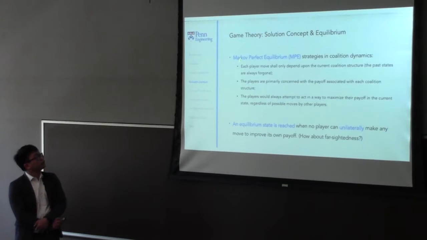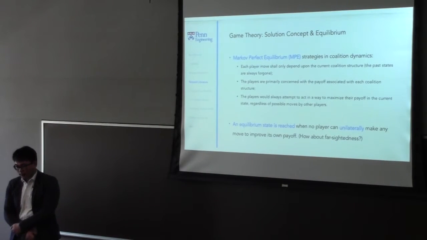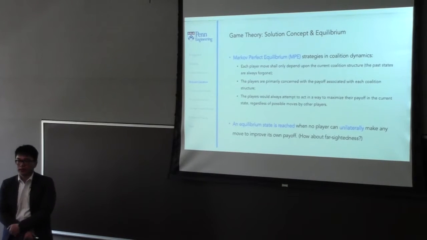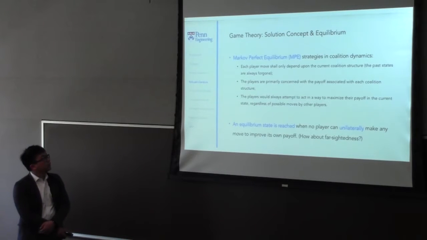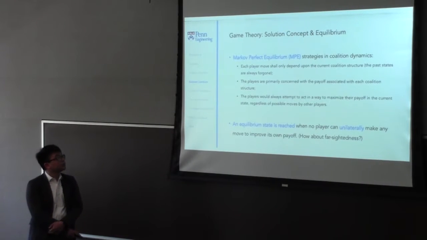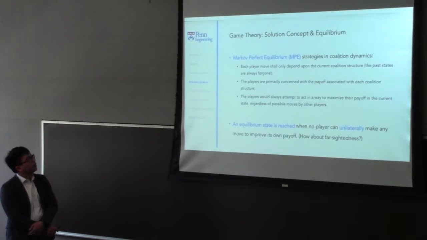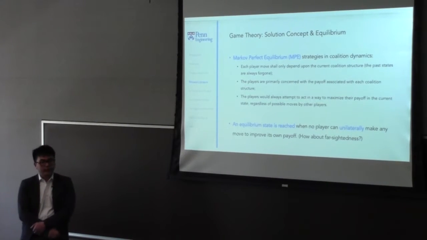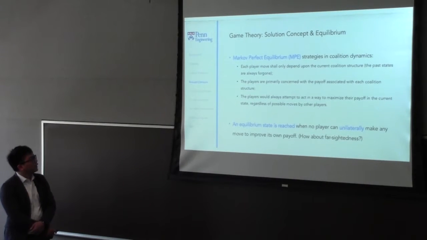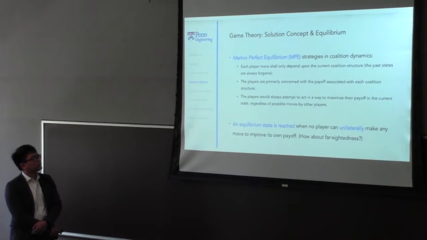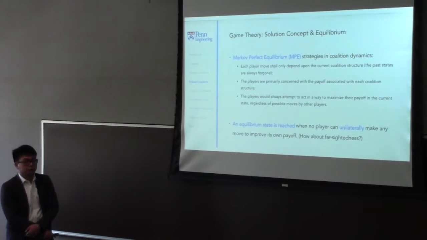Okay, so we have talked about the cooperative and non-cooperative games in a variety of settings. And what I find interesting is that they actually share a lot of commonalities in terms of the solution concept and equilibrium states. So if we look at the Markov perfect equilibrium strategies in coalition dynamics, we have each player moving only depending on the current situation. So it's memoryless, and then the player is primarily concerned with the payoff associated with each coalition structure. So it depends on the topology of the coalition structure.